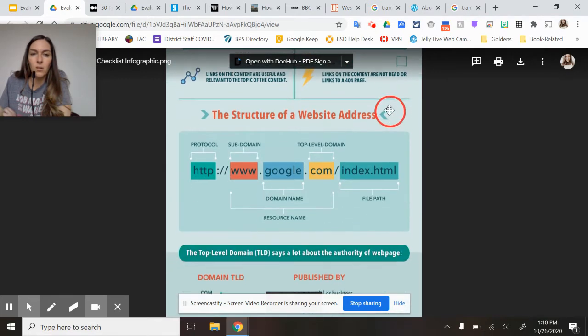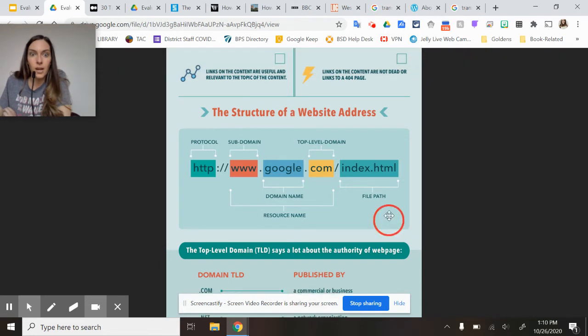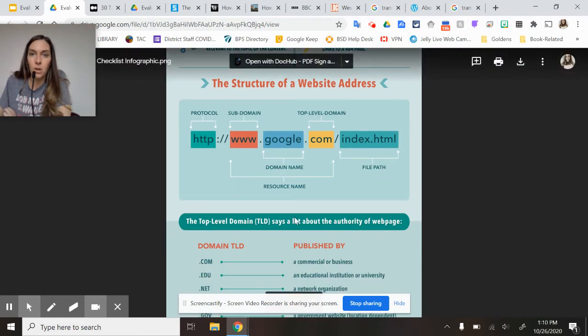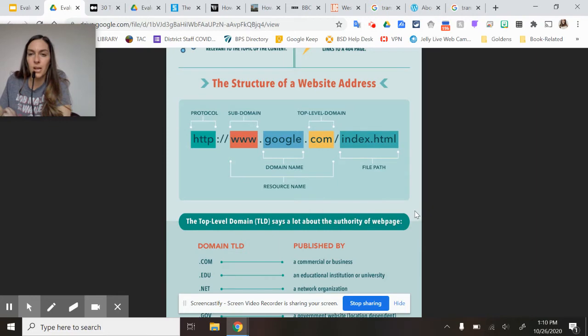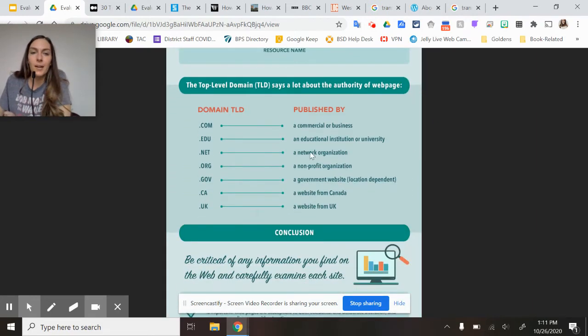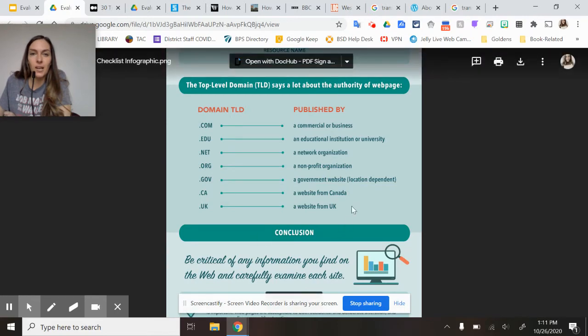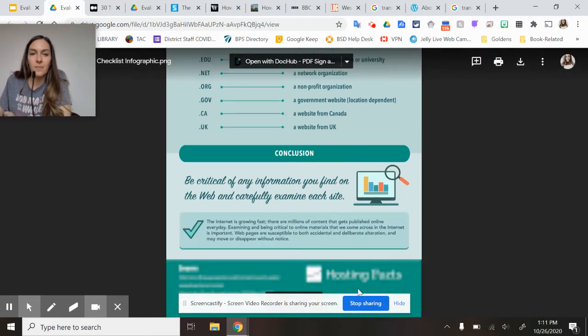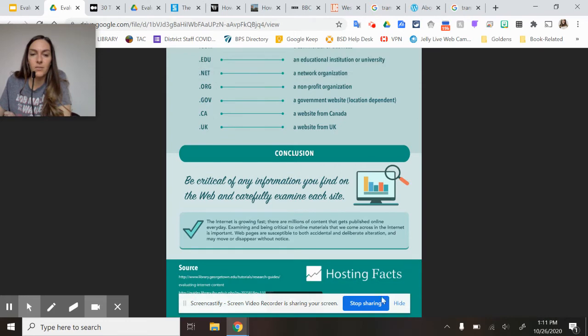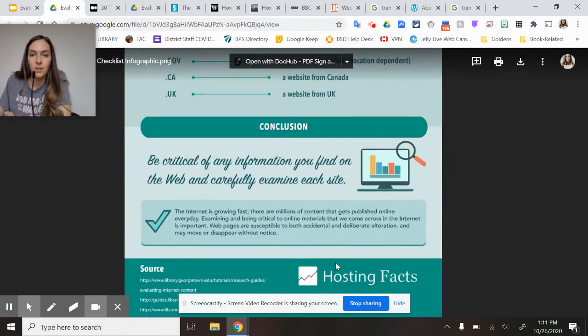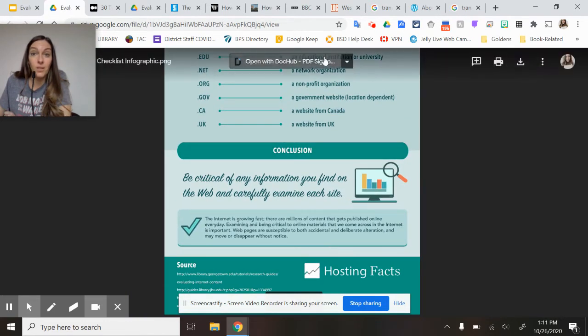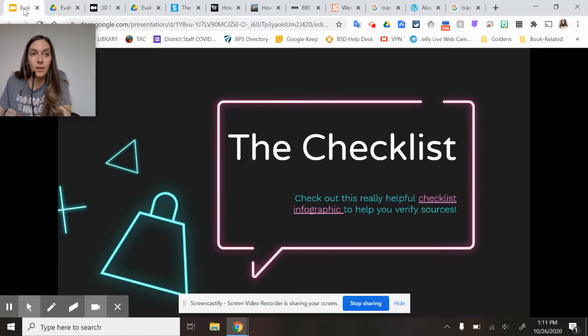And then there's a little blurb towards the end about the structure of a website, like how it's actually organized, which could be incredibly helpful for you when you're trying to decide, is this .com website really that great? They've got some information on top level domains. And yeah, I got this from Hosting Facts, which, if you want more information, they have some really great information on their website as well about credible sources.